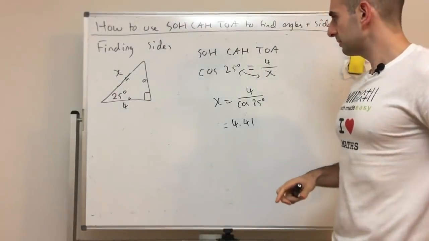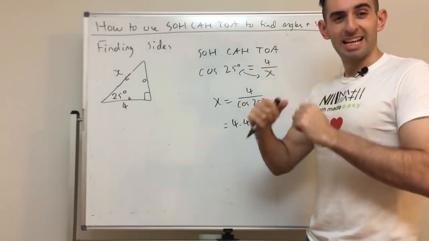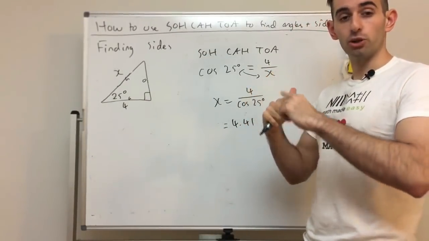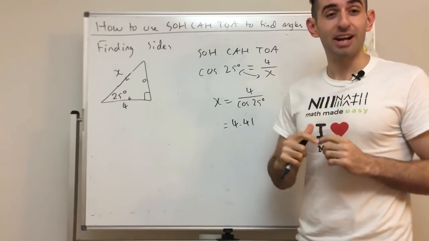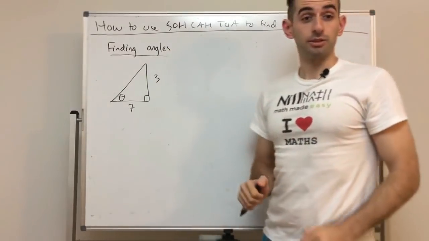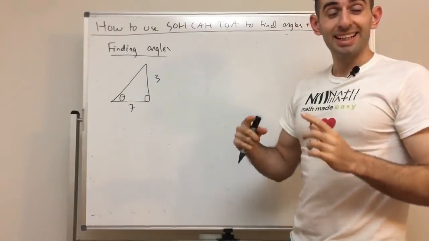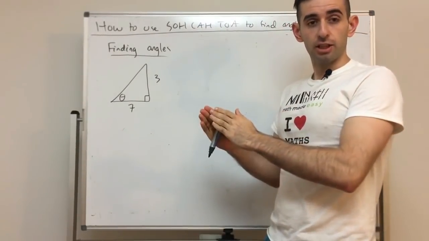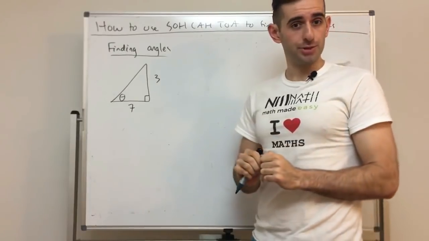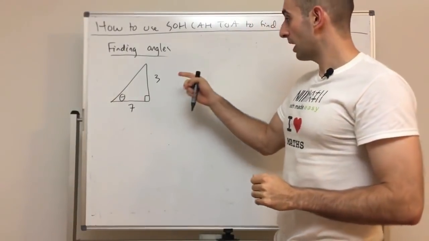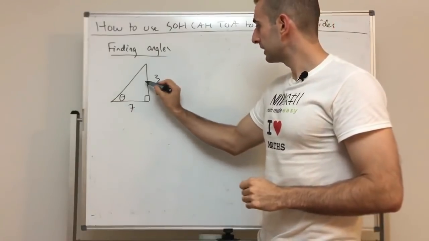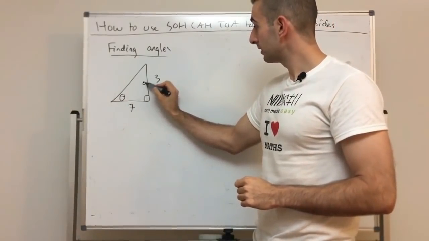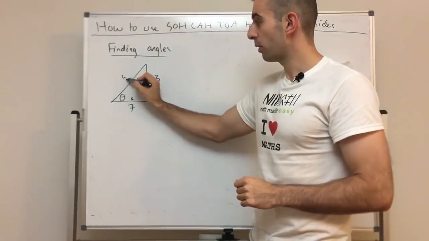Alright, so that's pretty much how you find sides in a right angled triangle using trig if x is in the denominator or numerator. So let's look at how to find angles. Now the good thing about finding angles is it's the exact same process as finding sides. The only difference is how we solve the equation. So step 1, identify the sides. This is in respect to this angle we're trying to find. This is the opposite side, this is the adjacent, and this is the hypotenuse.